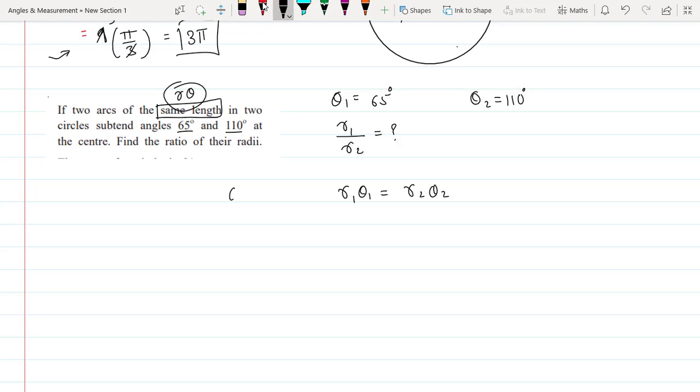So this is what the given information is. From this, can I take R2 on this side? So R1 by R2 is equals to theta 2 by theta 1. Any problem? Anyone? It is equals to, what is the value of theta 2? 110 degree. What is the value of theta 1? 65 degree. See, what will cancel?